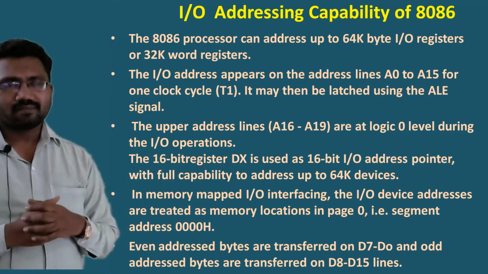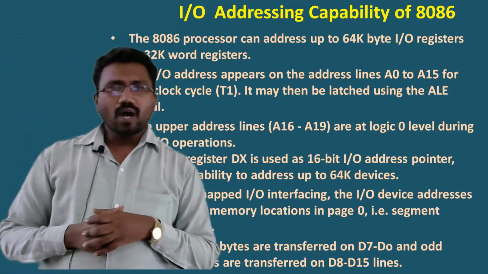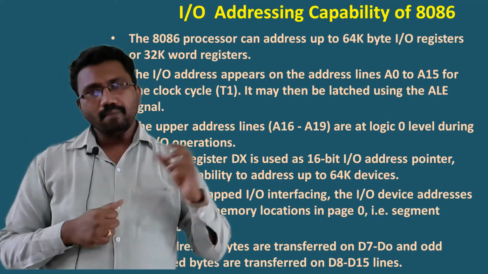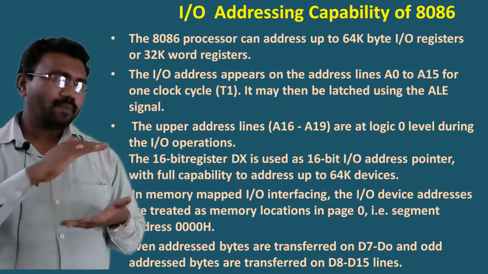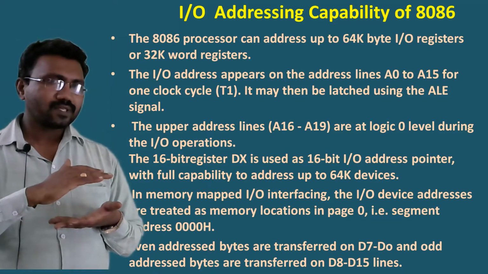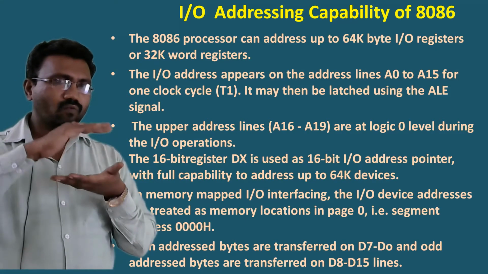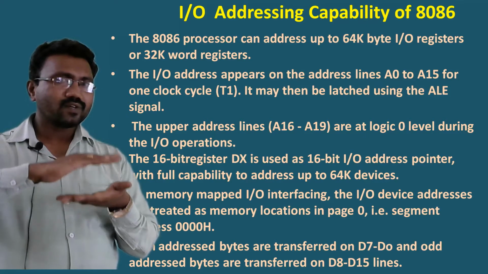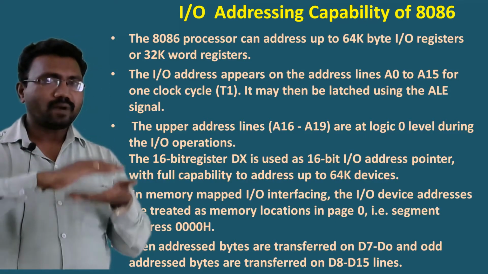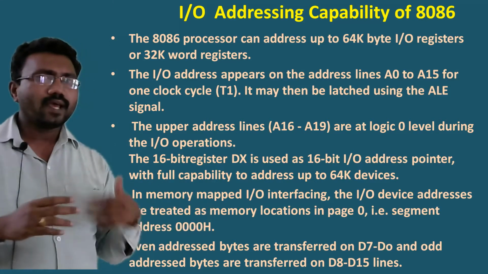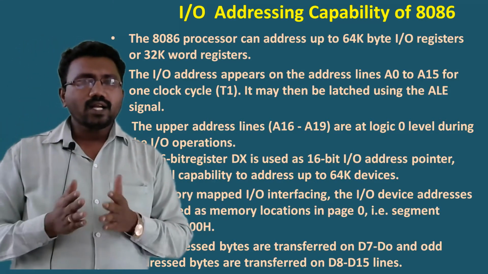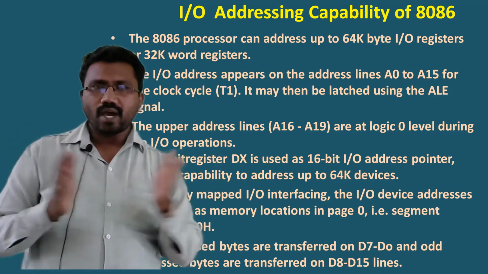In memory mapped I/O, the address space is common for memory operations and I/O operations. Out of 1 MB of memory, the memory address space is 1 MB. Some addresses are assigned to I/O, and some addresses are assigned to memory locations. That is memory mapped I/O. Whereas in I/O mapped I/O, the address space is different for memory and I/O.